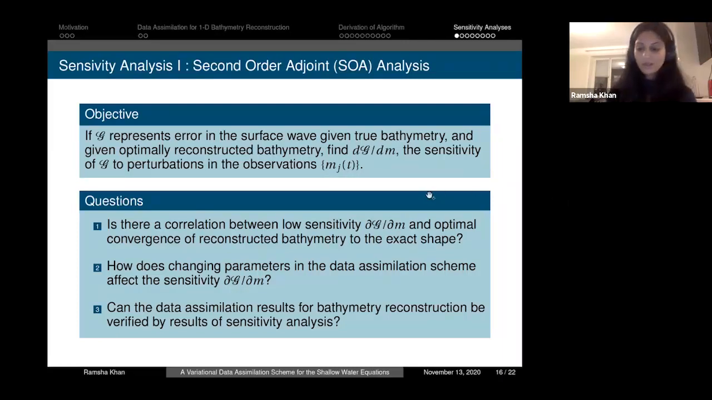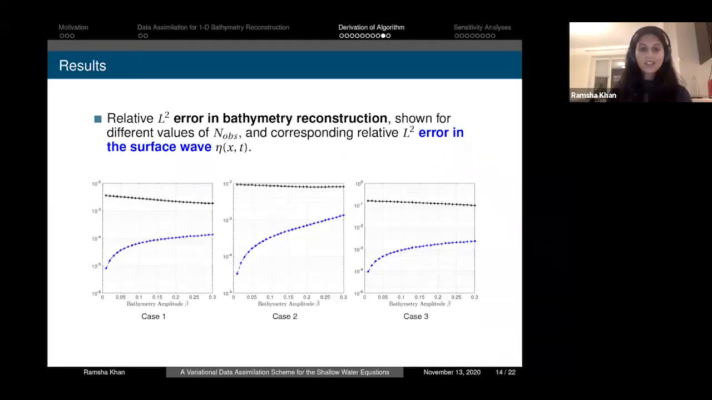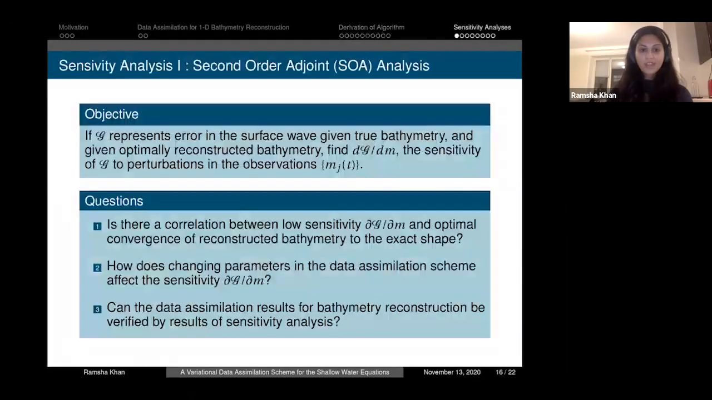And so what we want to address is, if we have a low error in the reconstructed bathymetry, does this correlate to a lower sensitivity of the surface wave error to the observations? Also, how does changing parameters, such as the height or amplitude of the initial condition or the exact bathymetry, affect the sensitivity? And also, can the results that we saw earlier qualitatively, such as this plot over here, be verified by this more rigorous analytically derived analysis?